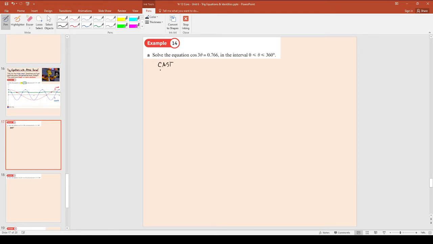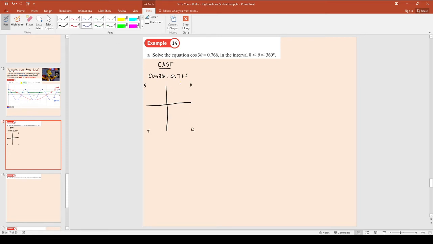CAST. Now the question we're asked to do is this. We're doing cos of 3 theta equaling positive 0.766. So it's ready to go already. Don't worry about the 3 theta. Just pretend it's not there. Just pretend it's regular theta, and regular old CAST method. So here we go. Sex and the city.